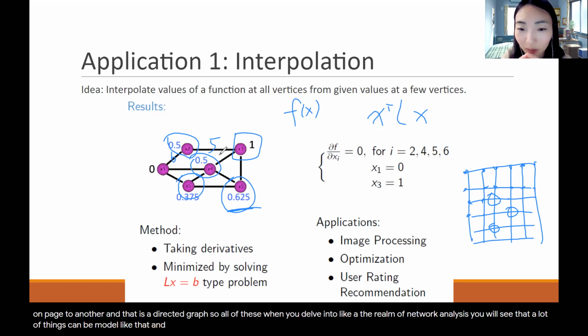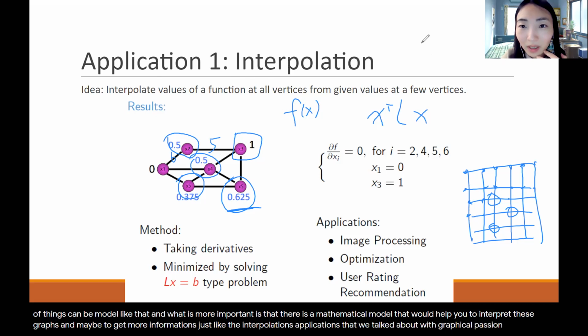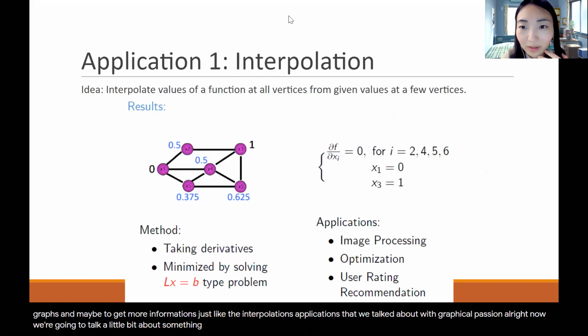And what is more important is that there is a mathematical model that would help you to interpret these graphs and maybe to get more information, just like the interpolation applications that we talked about with the graph Laplacian. Okay. All right, now we're going to talk a little bit about another application, just to broaden your horizon about the graph Laplacian.